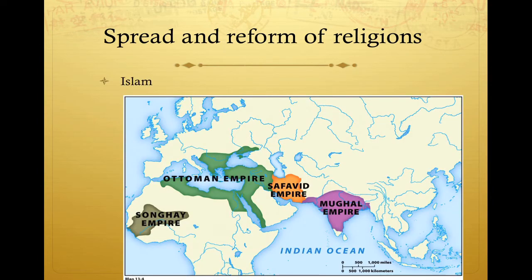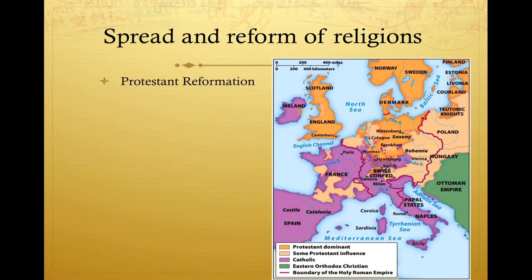Next, a reminder that Islam continues to spread. Here are some examples of 4 Islamic empires during this time period. Christianity is reformed with the Protestant Reformation. On this map, the predominantly Protestant areas of Europe are in orange, and the lighter orange is some Protestant, and the purple is Catholic. So remember, Christianity in Western Europe is split during this time period.